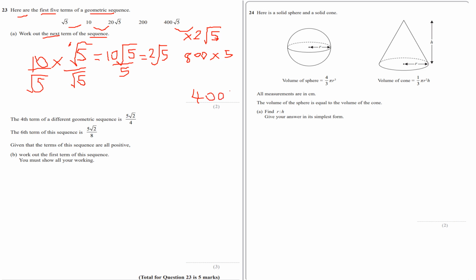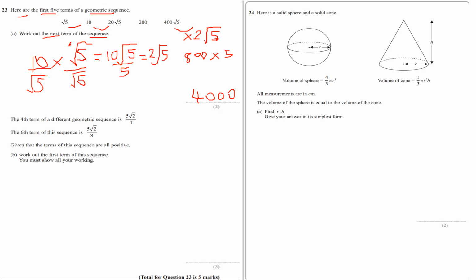Now that is a pretty nasty, I think, question, and I think it should be definitely worth more marks. But unfortunately, it is only actually worth 2 marks. But yeah, to go from the first term to the second term, I've multiplied by 2 root 5. So the common ratio, okay, if I multiply root 5 by 2 root 5, I get the answer of 10.